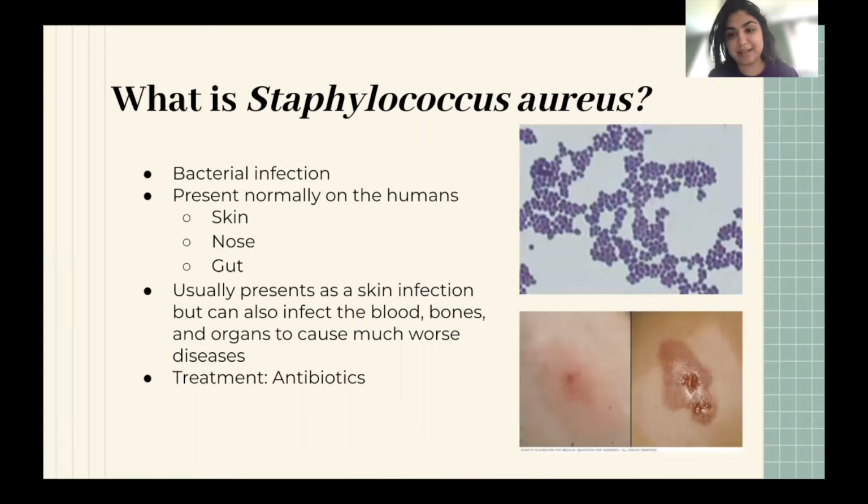Usually it presents as a skin infection, as you can see on the bottom right, usually as red inflamed boils, but it can also infect the blood, bones, and organs to cause much, much worse diseases, and they can even be fatal. The main treatment for Staph aureus is antibiotics.